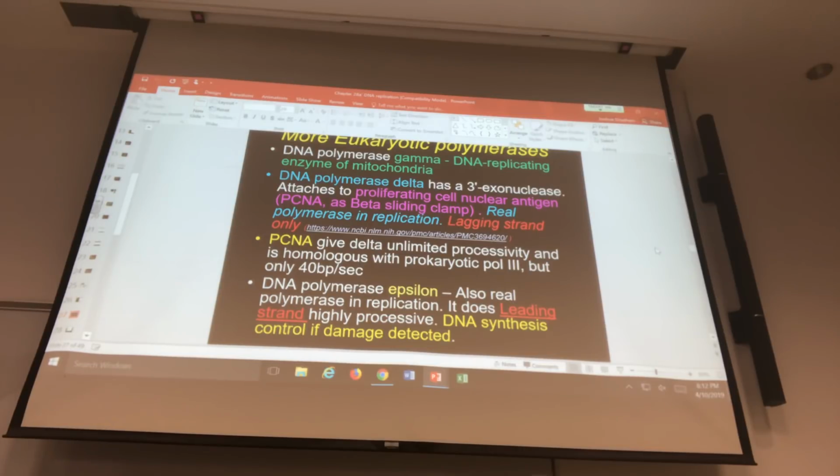Yes? Casey said that they can do both when I asked him. So should we just memorize one each, or does he mean that both of these can do that? So delta can do both lagging and leading. Yes, that's what I learned. But for this class, we should go with what's listed here. Yes, I learned that DNA polymerase delta actually replicates both strands of DNA. But for the purposes of the exam, we go by what information he has given us on the slides.